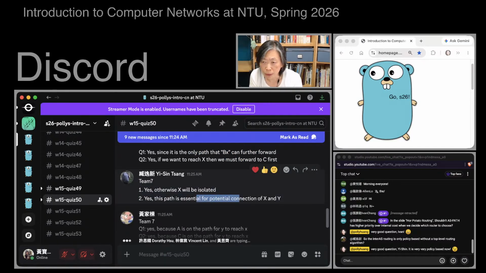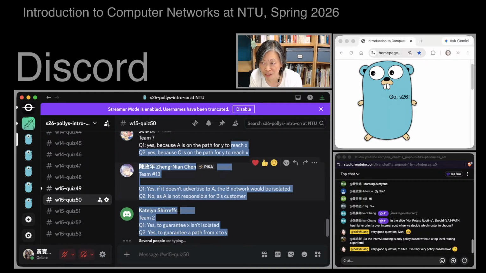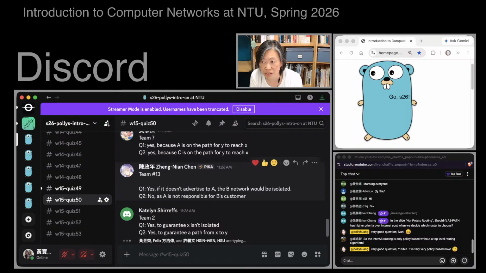Yeah, so as you write the reason now, it helps. It helps you to understand the problem. And sometimes you discover the complexity of the problem. To guarantee X is not isolated, yeah, because B promised to be the provider, and B is taking money for it.